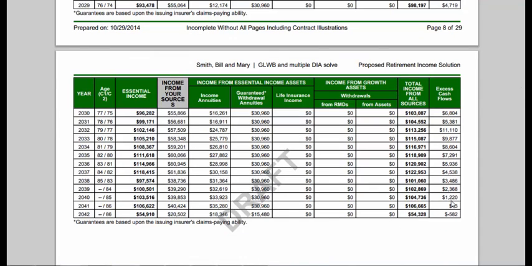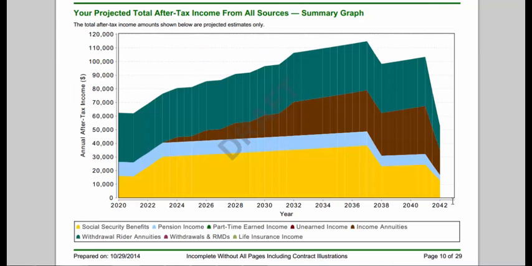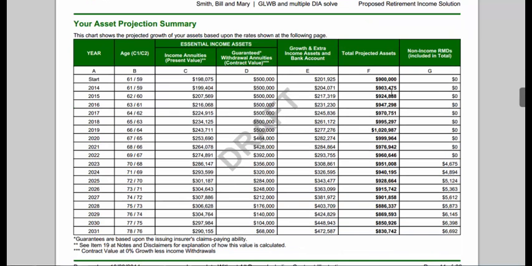The next page in our proposal is a nice graph showing where the different sources of income are coming from. We have the Social Security, we have the pension, we have the income annuities, and we have the GLWB all the way through. Now we're going to look at the assets. We have $198,000 going into DIAs, we have GLWBs, and we have the bank, or the growth in extra assets. And what is the total between all of those? You can see in column F.